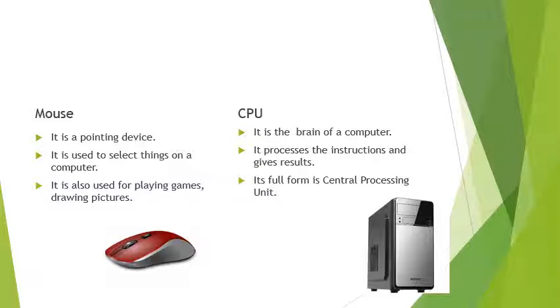The next part is CPU. This is the most important part of a computer. Why? Because it is the brain of a computer. Like humans have brain and all our body parts are controlled by brain, in the same way all other parts are controlled by CPU in a computer. The instructions we give, it is processed by CPU and then it gives results. The full form of CPU is Central Processing Unit.